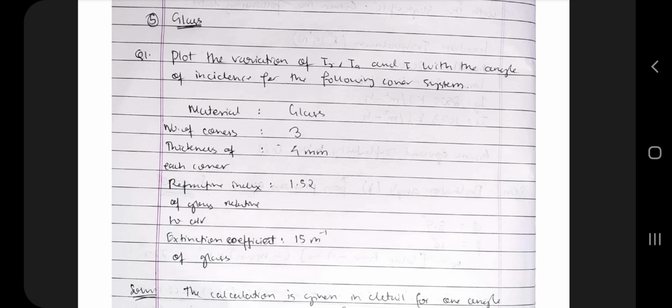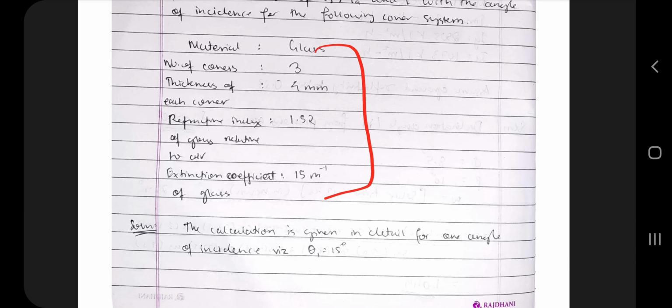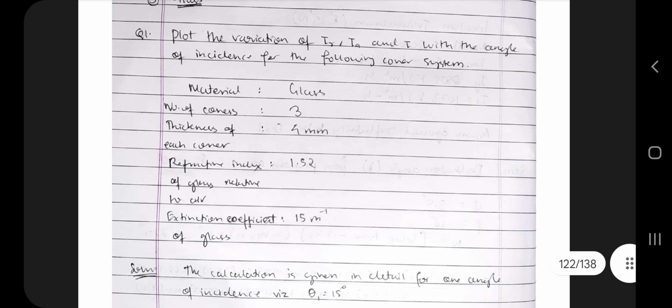One type of question is: plot the variation of tau R, tau A, and tau with the angle of incidence for the following cover system. Some parameters will be given to us. Let's see how to solve this question. Even if they ask to calculate tau R, tau A, or tau, how do we have to calculate?